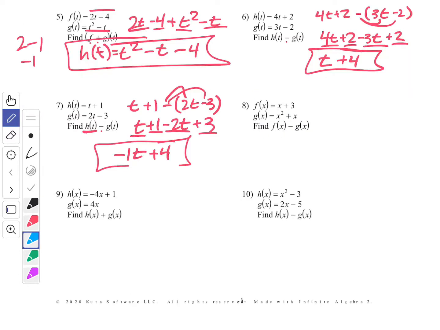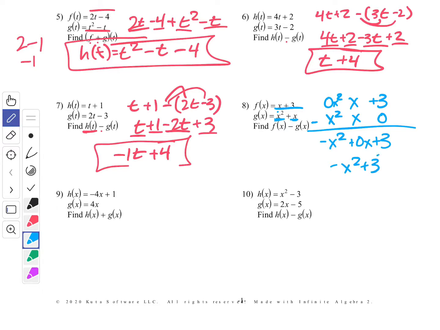Now, what if we have something like number 8, where now I've got this x squared? The way to think about it is like this. I would write my f of x first, so x and then positive 3. Then I've got this x from here, and then x squared would be out here. It wouldn't line up with the 3, so this would be like 0, and this would be like 0x squared. And we're subtracting, so 0 minus 1 would give us a negative x squared. X minus x would give us 0x, or just 0. 3 minus 0 would give us 3. So we'd end up with negative x squared plus 3 as our answer.